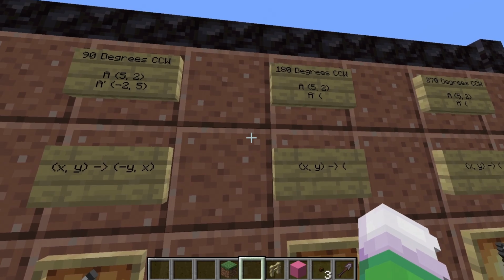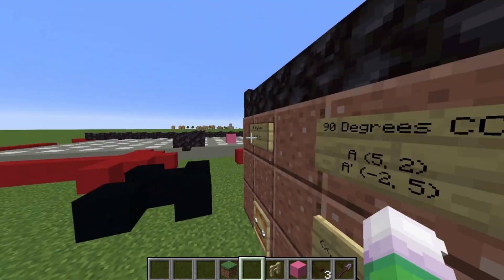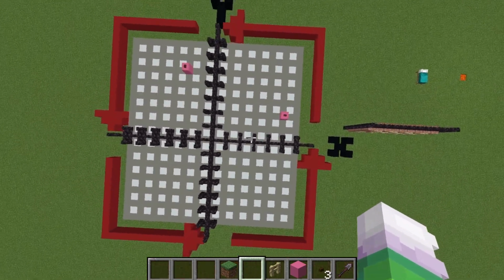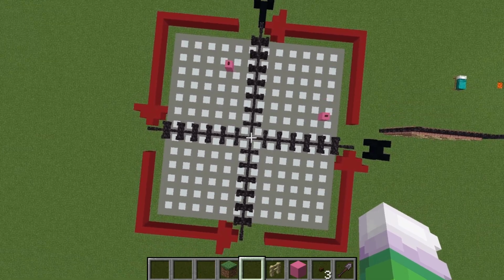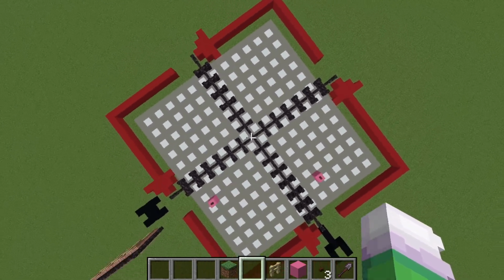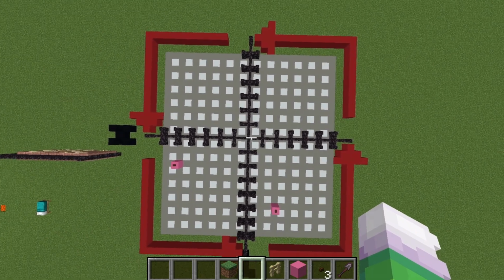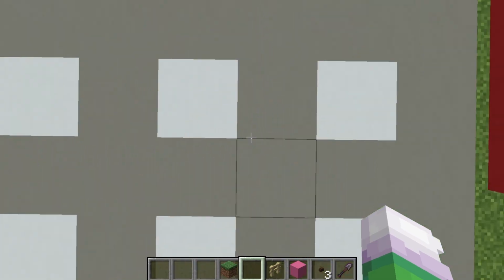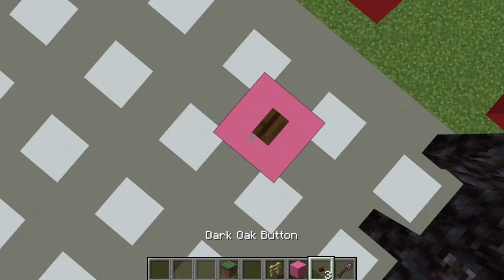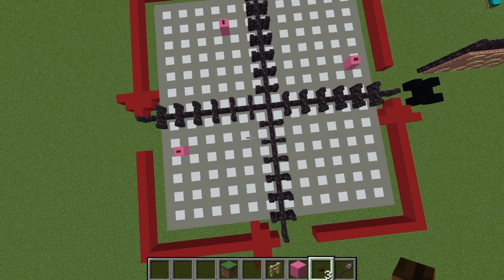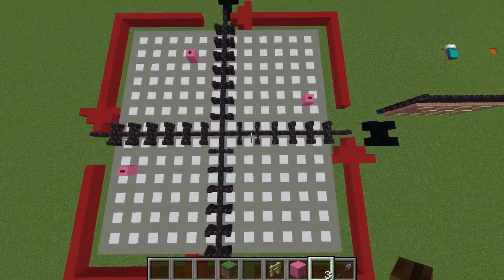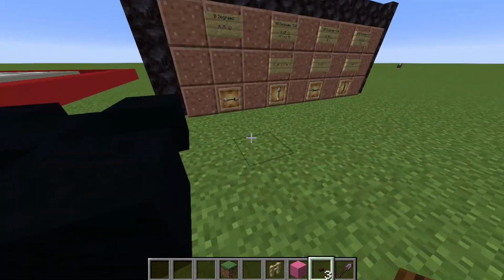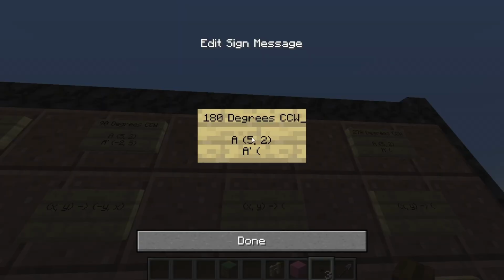Next up, we're going to try 180 degrees. Okay, so if we take that same perspective, we start right here. If we rotate 180 degrees, here we are. If we look for the point 5, 2, 1, 2, 3, 4, 5, 2, we end up right here, which is at -5, -2. So let's write that down. For 180 degrees, we ended up at -5, -2.